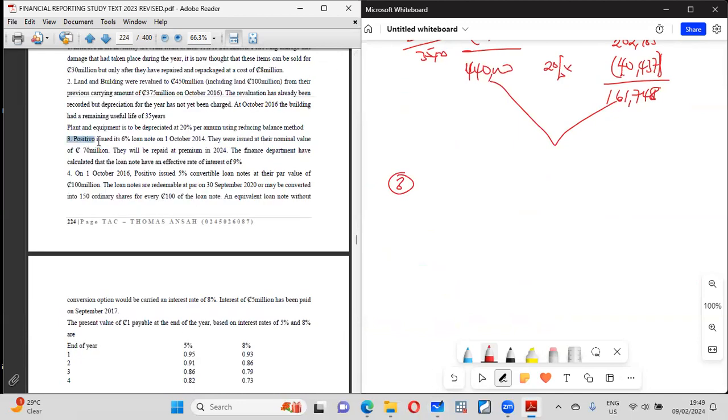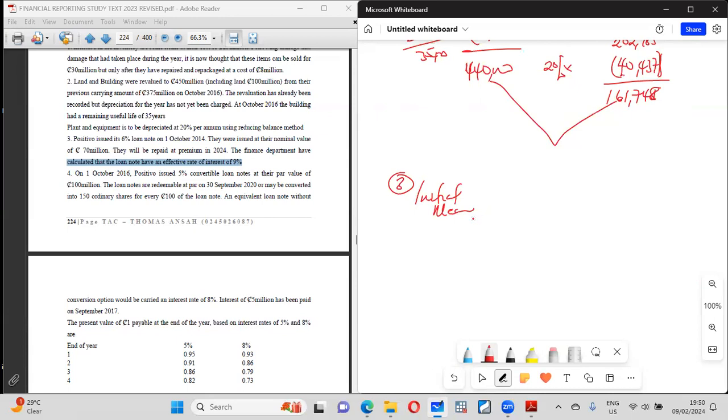Note 3 is about what? IFRS 9. You can see clearly. So it says that Positivo issued 6% loan notes at October 14th. Of course, we are doing this thing at September. That means that this is at the beginning of the year. They were issued at the nominal of 70,000. They will be repaid at a premium in 2024. The finance department have calculated the loan to have an effective rate of what? 9%.